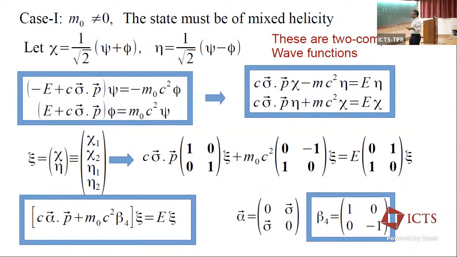With this, one is the 2x2 unit matrix, and 0 is also a 2x2 block. So then you can write it in this simple form: c alpha. You introduce another matrix, beta 4. It is actually a 4x4 matrix written in compact form with 2x2 blocks. This is the 2x2 unit matrix, and this is 2x2 with minus 1 in the diagonal term.